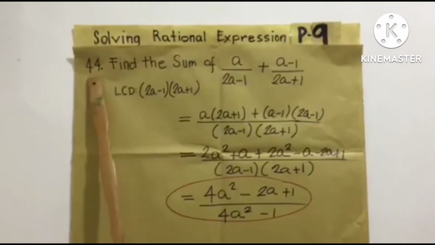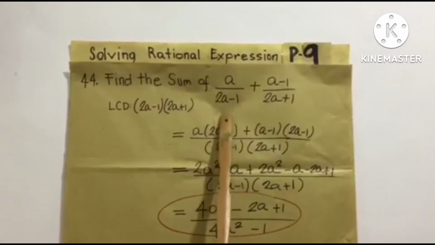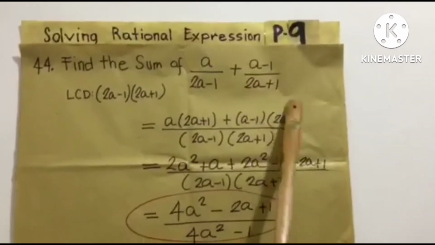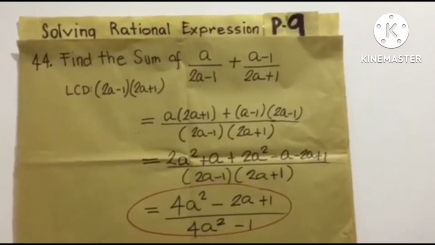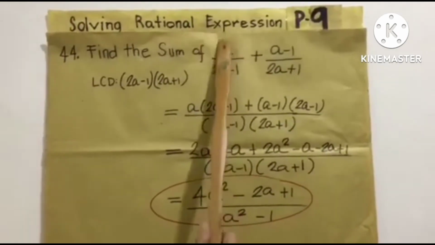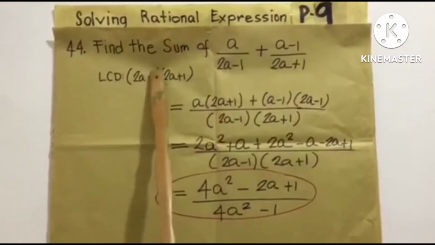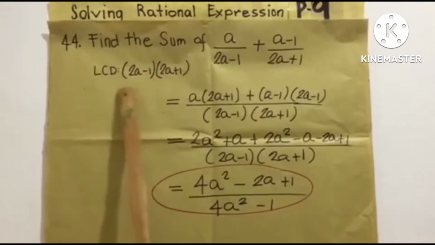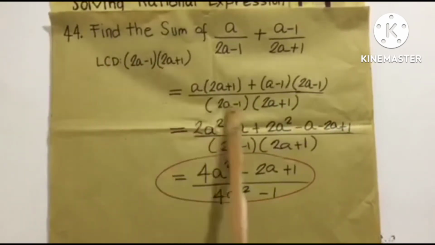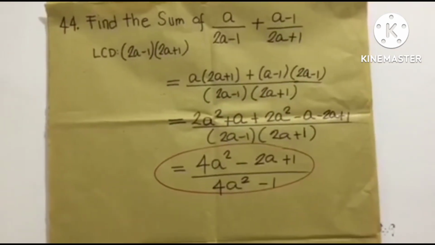You guys, we are now in problem 44. Find the sum of a over 2a minus 1 plus a minus 1 over 2a plus 1. Since we need to find the sum, we need to know the LCD. If the given denominators are prime, all we have to do is multiply only. Then we're going to make a line here, then write the LCD as the denominator.